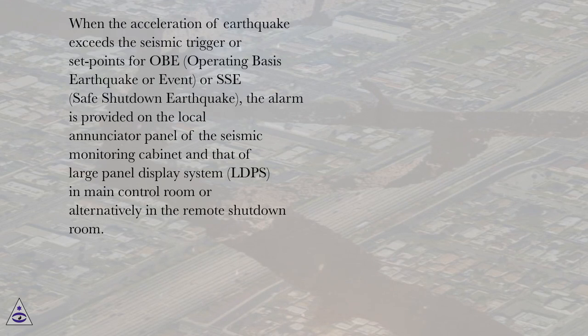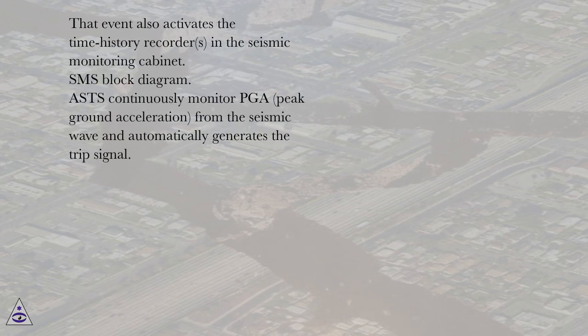When the acceleration of the earthquake exceeds the seismic trigger or set points for OBE, operating basis earthquake, or SSE, safe shutdown earthquake, the alarm is provided on the local annunciator panel of the seismic monitoring cabinet and on that of the large display panel system, LDPS, in the main control room or alternatively in the remote shutdown room. That event also activates the time history recorders in the seismic monitoring cabinet.